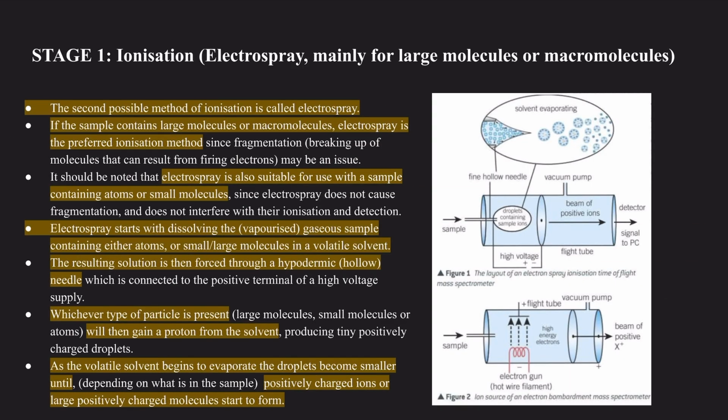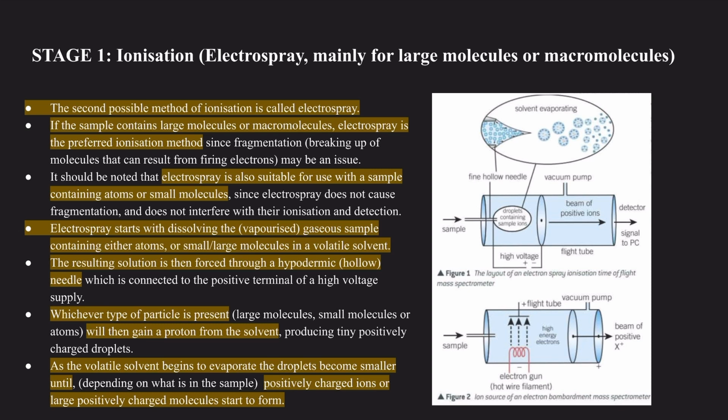Right then, so another method of ionization we can use is called electrospray. So this method is mainly used for large molecules or macromolecules. If the sample contains large molecules or macromolecules, electrospray is the preferred method of ionization, since fragmentation, i.e. the breaking up of molecules that can result from firing electrons in the case of electron impact, may be an issue, right? So if we were to use electron impact on large molecules, there's a good chance that these large molecules may break down into smaller molecules. They may do so a lot more when we use electron impact as compared to using electrospray.